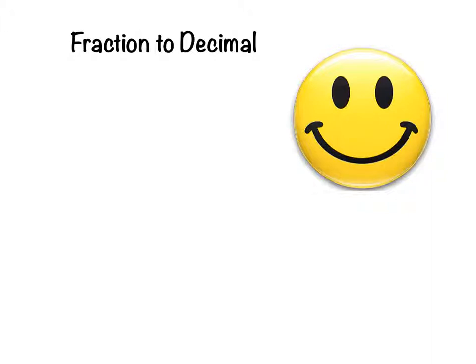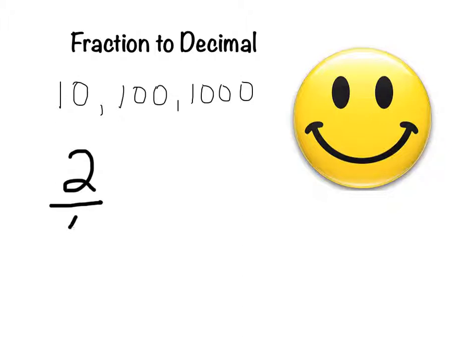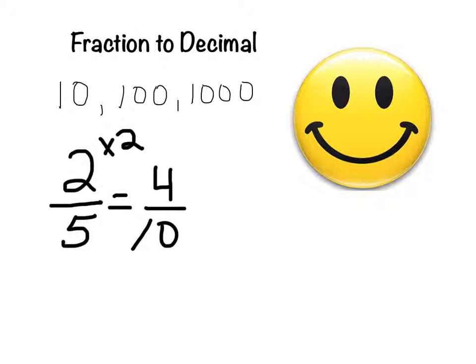Now, our partially happy problems are problems where the denominators can be multiplied to get 10, 100, or 1,000. Let's look at a fraction like 2/5. Our denominator, 5, can be multiplied by 2 to give me 10. Therefore, my numerator can also be multiplied by 2 to give me 4. Now I've created a happy fraction, 4/10, which can be converted into 0.4.